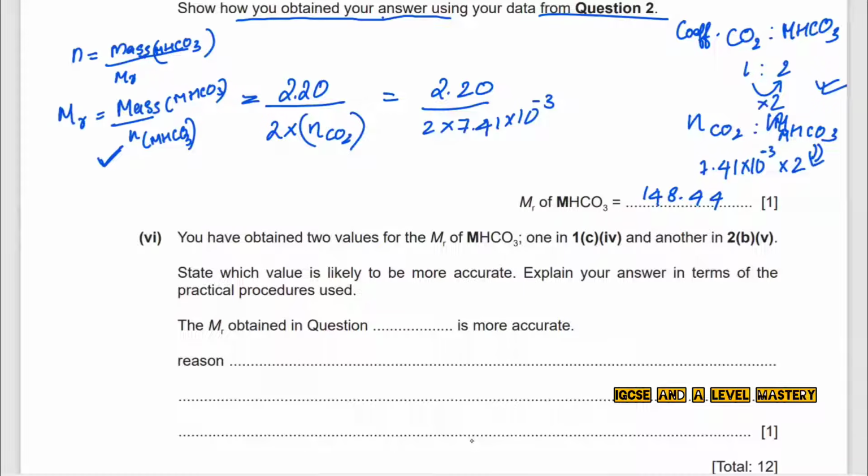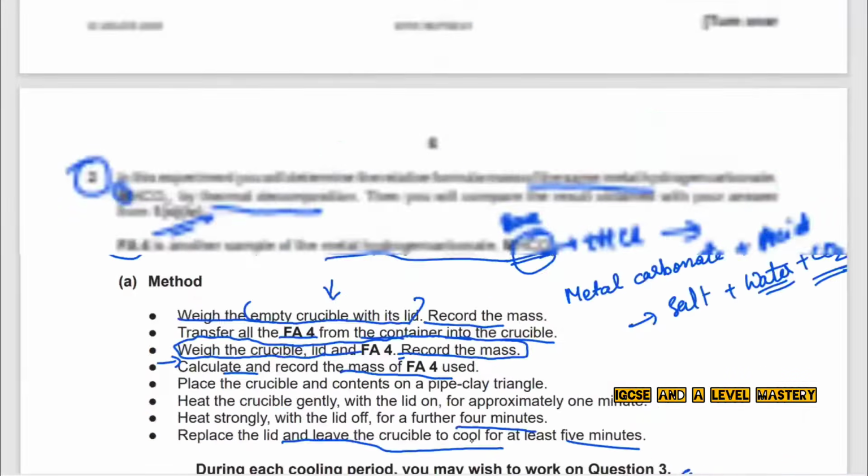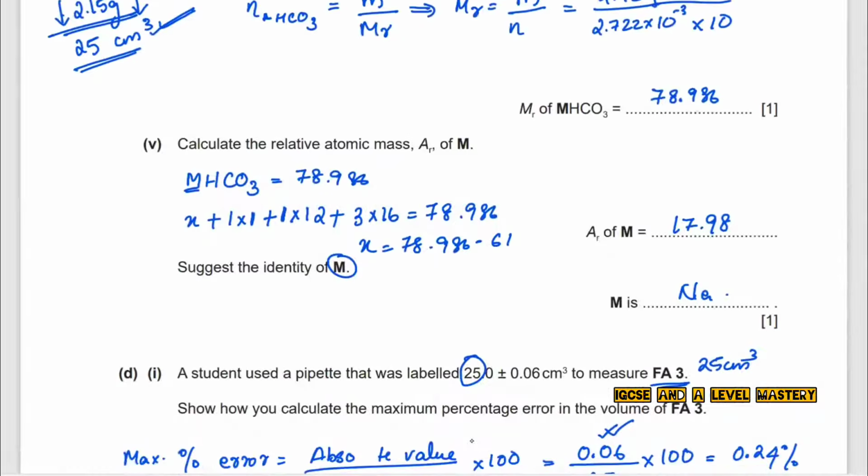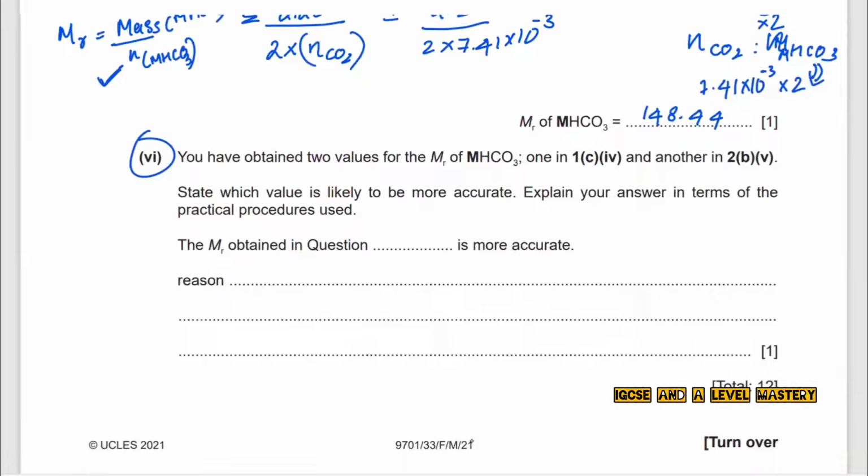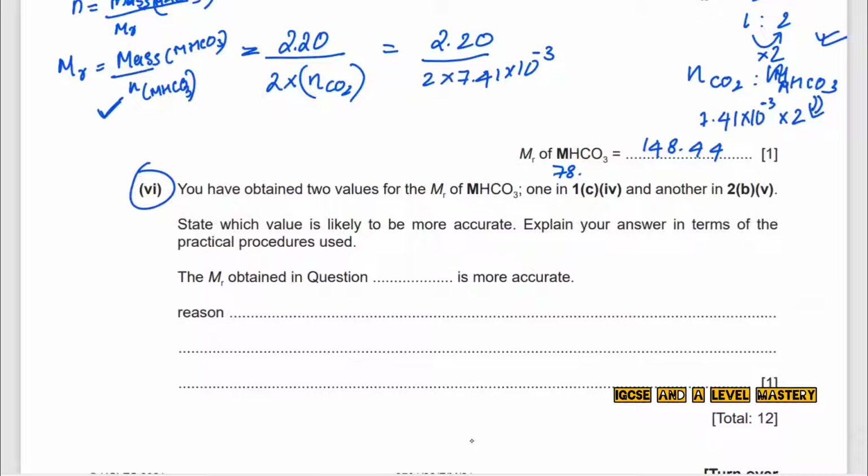Now, the next question is: you have obtained two values for Mr of MHCO3, one in question C4 and another in question B5. State which value is likely to be more accurate. Explain your answer in terms of the practical procedures used. In the first question also, we had found the Mr of the same metal hydrogen carbonate, and we got 78.986. So for the first question, it was 78 point something. And in this question, we are getting 148.44. So what do you think will be a more accurate value?